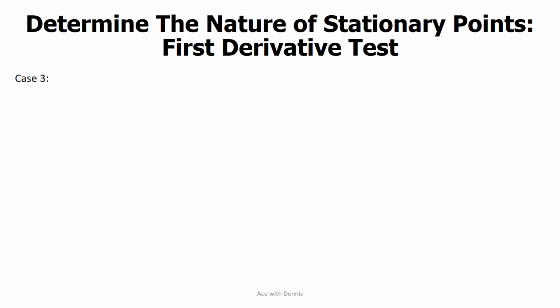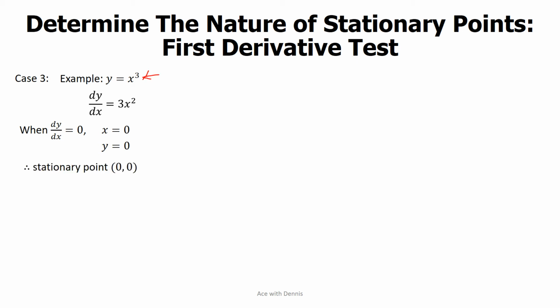Okay, how about case number 3, right? So for example, I have this y equals x cubed. So again, we repeat exactly the same steps. We differentiate y, dy over dx, we get 3x squared. So when dy over dx equals 0, because it's a stationary point, we solve this equation, we get x equals 0. So when x equals 0, y is also equal to 0, where we put it inside this equation to get y. So we can say that the stationary point coordinates are (0, 0).